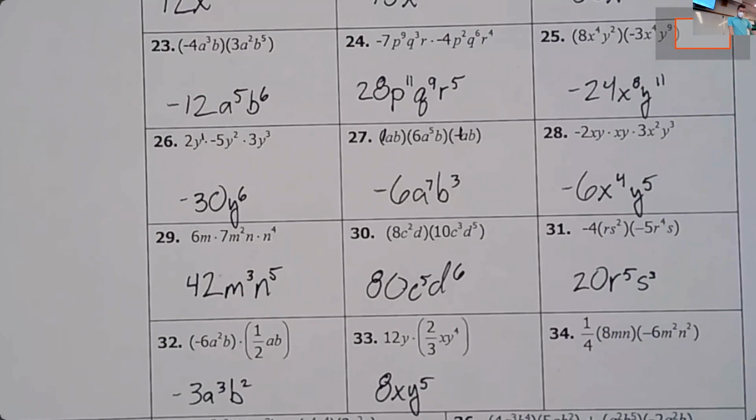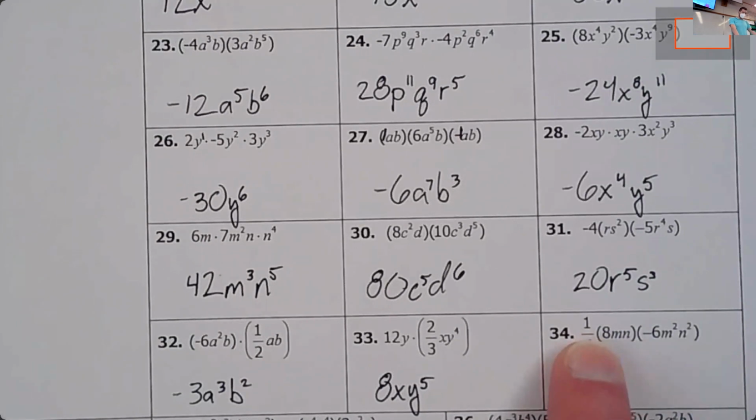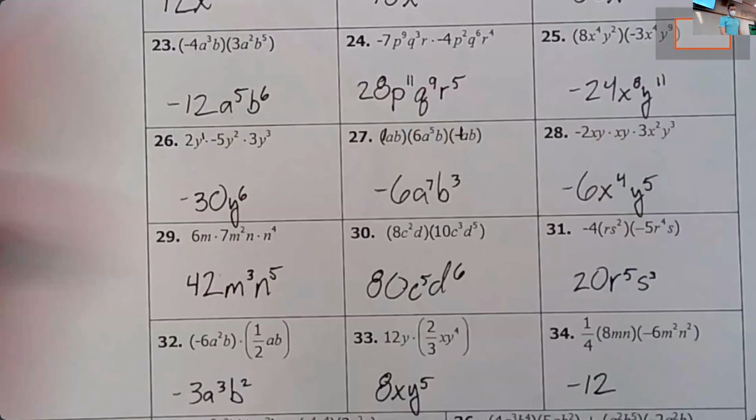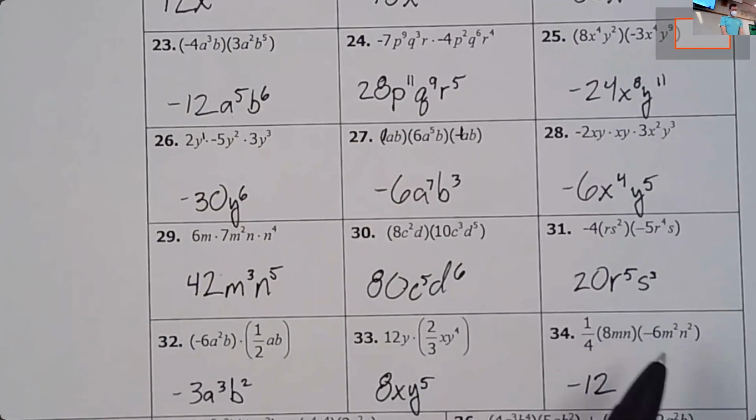All right, and then number 34, 1/4 times 8mn times -6m squared n squared. What do we get when we multiply our coefficients together? Yeah, all of them, including the fraction. So yeah, 1/4 times 8 is 2, and then times -6. -12, yeah. So 1/4 times 8 is 2. 2 times -6 is -12.